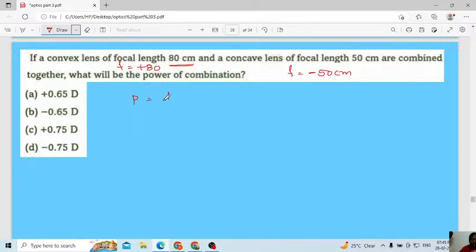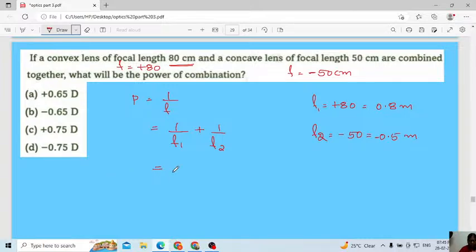Power is nothing but 1 by f. You can add the focal length, 1 by f1 plus 1 by f2. Then here, convert this one in terms of meter. Plus 80 is 0.8 meter, correct now? Then this is f1. F2 it will be minus 50, which is nothing but how much? 0.5, correct now? Minus 0.5 meter.